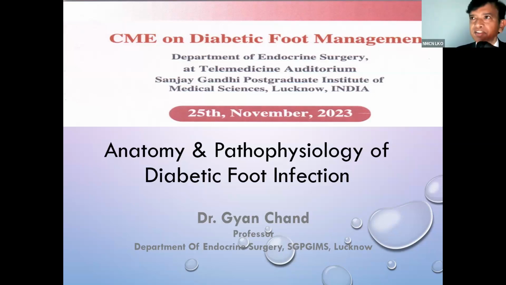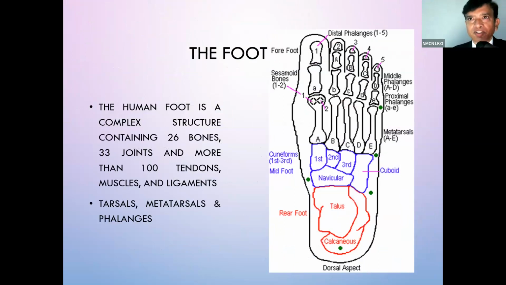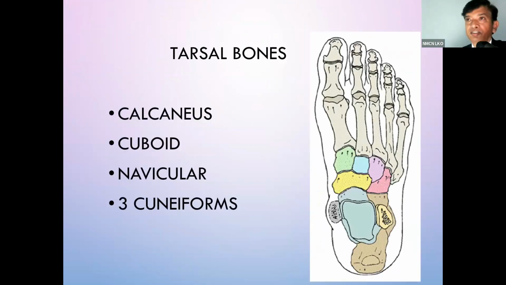So why is the anatomy important? Because the foot is a very complex structure. It has 26 bones, 33 joints, and more than 100 tendons, muscles, and ligaments. That's why it is very important to know all these structures before proceeding to the surgery or management of diabetic foot ulcers.